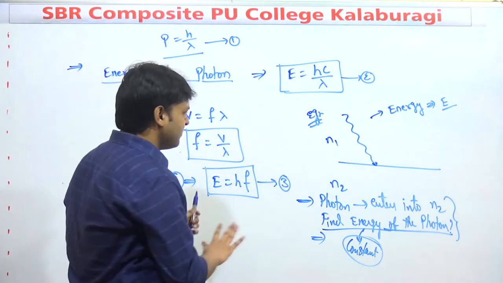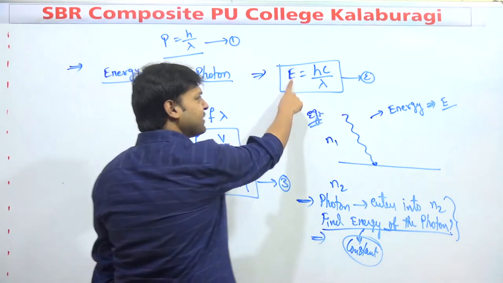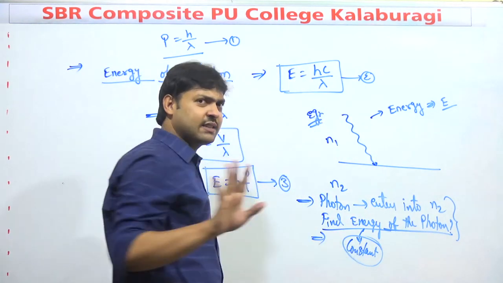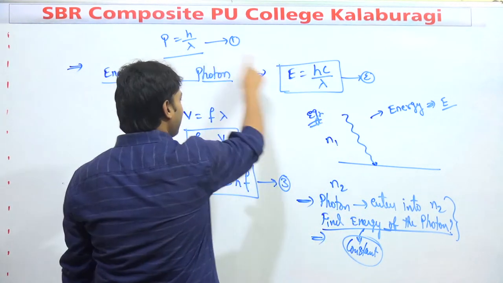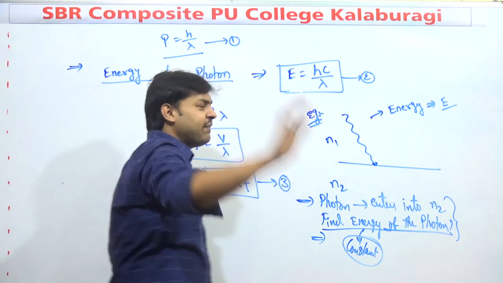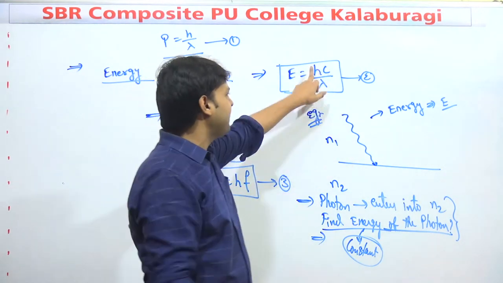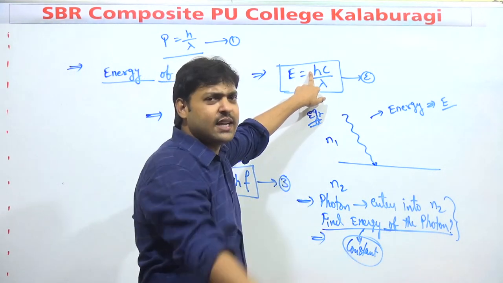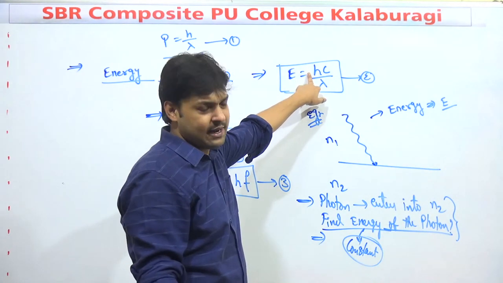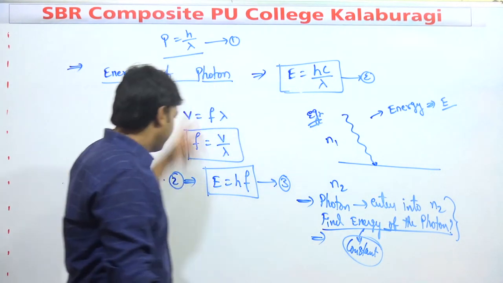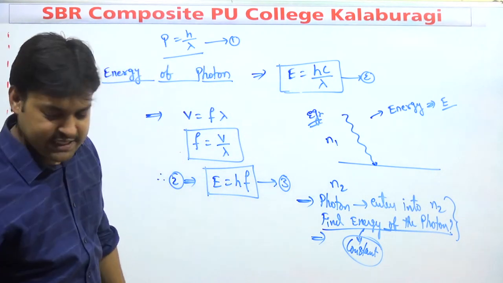So how did we introduce all these things? Is that clear about this formula? With this formula we explain all these things. So momentum, energy of what? One photon. If 10 photons are there, we have to multiply by 10. If n photons are there, we have to multiply by n. Right? Clear? Next.